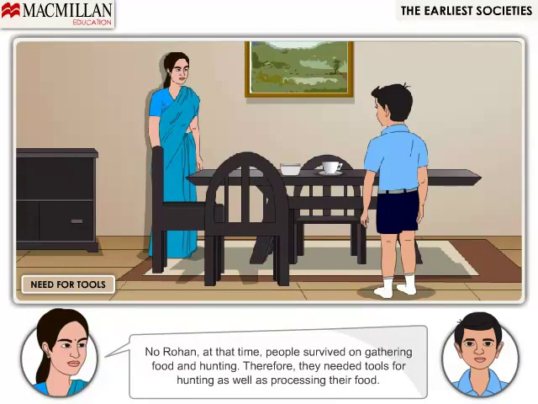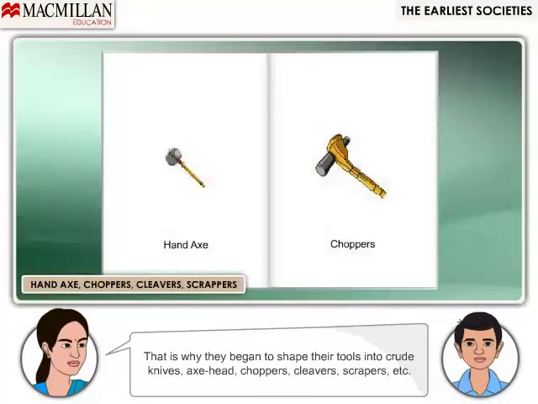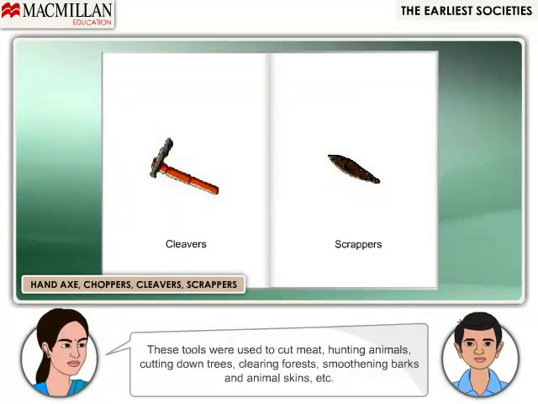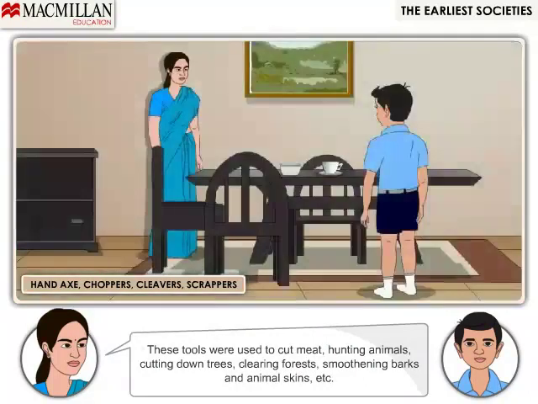Therefore, they needed tools for hunting as well as processing their food. That is why they began to shape their tools into crude knives, axe heads, choppers, cleavers, scrapers, etc. These tools were used to cut meat, hunt animals, cut down trees, clear forests, smooth barks and animal skins, etc.